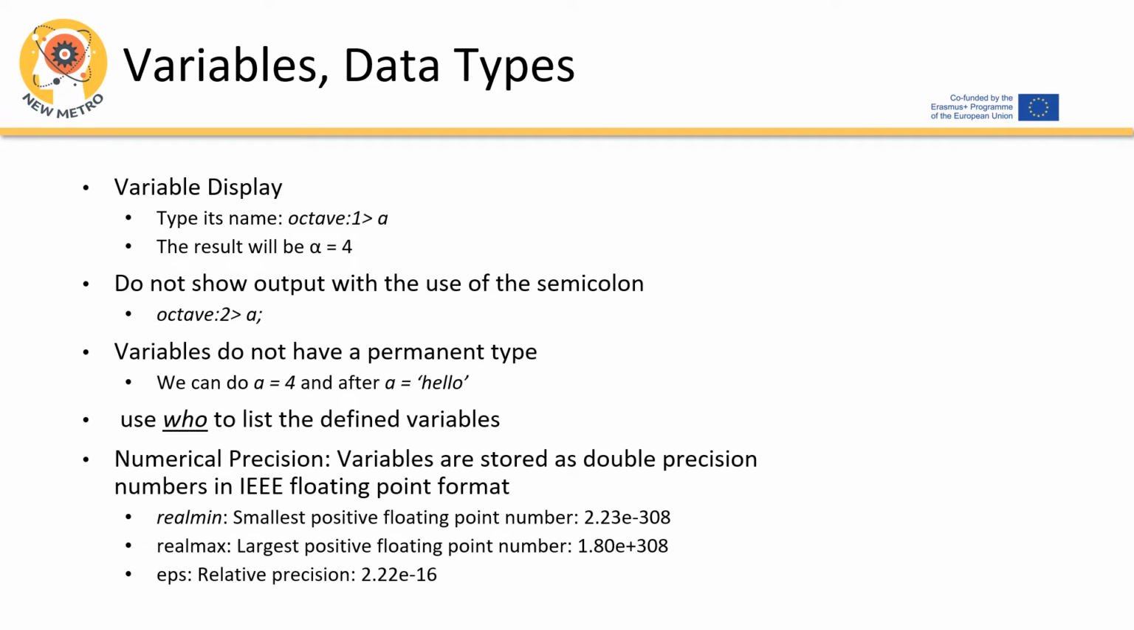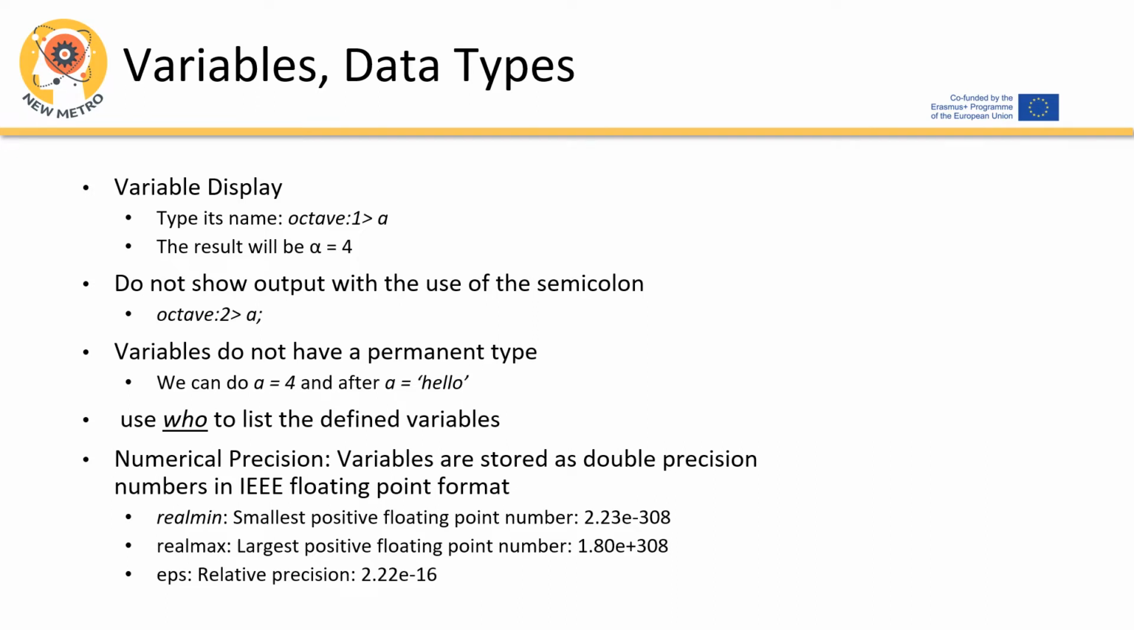In order to display a variable, we can do from the command prompt, for example, alpha. If we have set alpha equals 4, then the result will be alpha equals 4. If we don't want to output the value of the variable, we use a semicolon, whereby from the command prompt we use alpha semicolon and nothing gets outputted on the prompt.